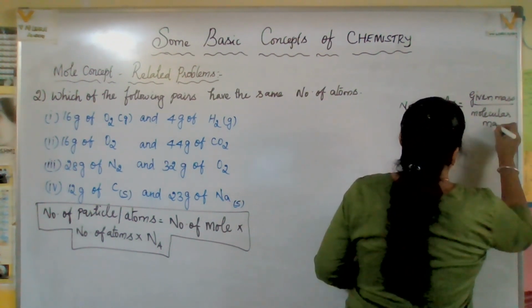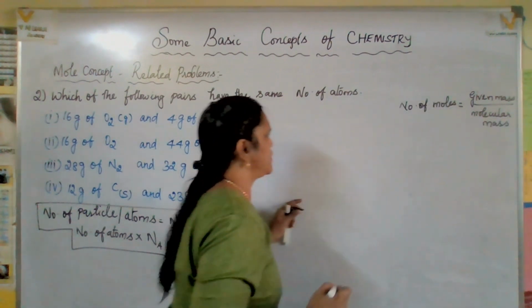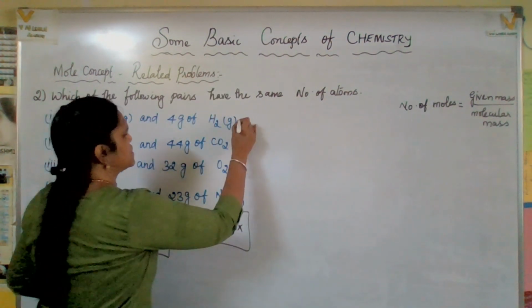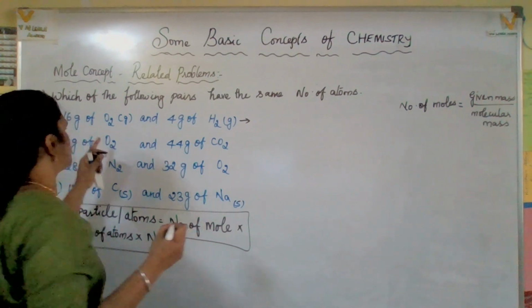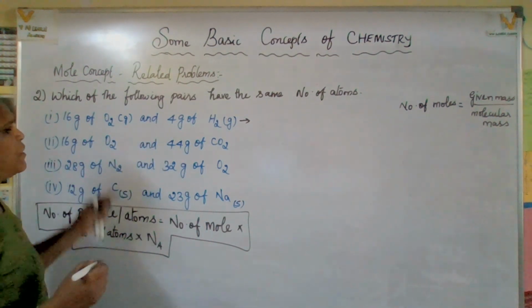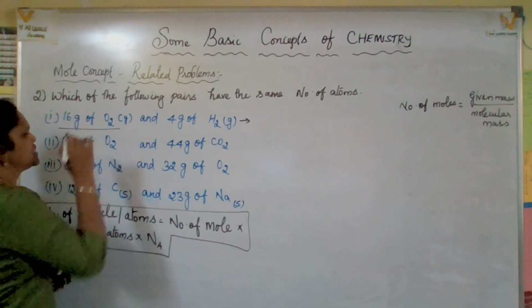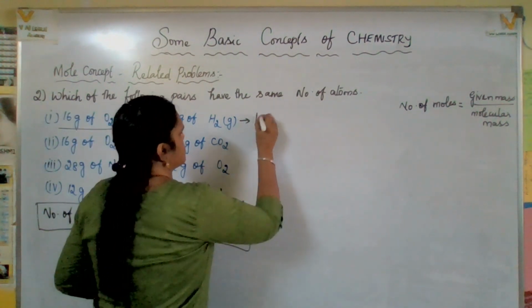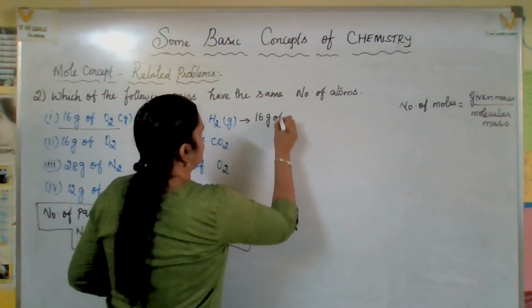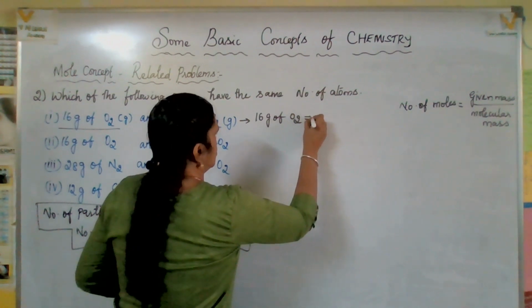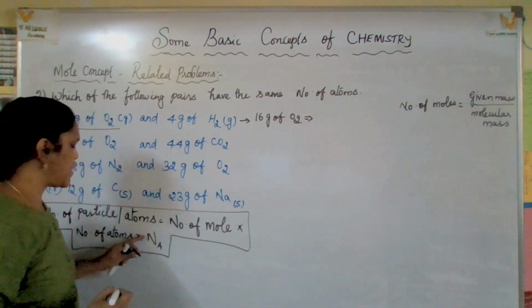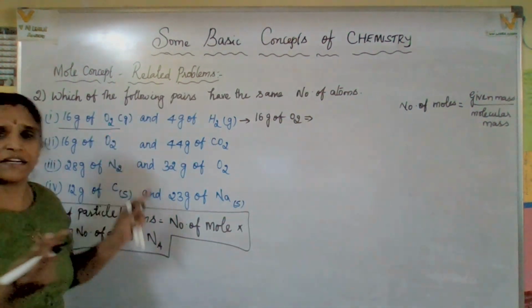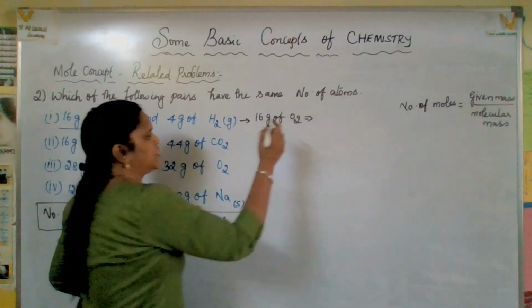Right? Okay, now first and foremost, let us find out the first question. First one, what is it? 16 gram of oxygen and 4 gram of hydrogen. First and foremost, let us find out this. 16 gram of oxygen. So, number of moles we have to find out. Number of atoms, you know very well, that is 2 atoms. Okay, so number of moles.